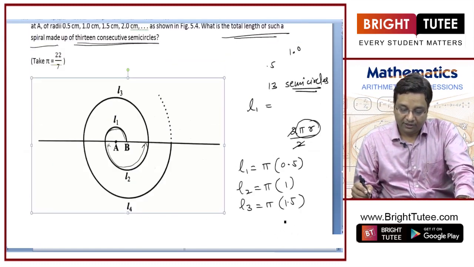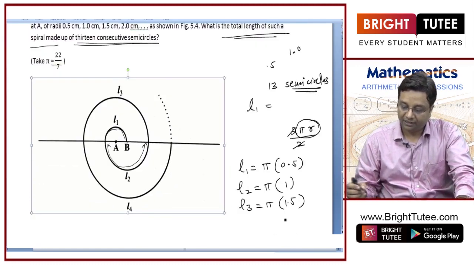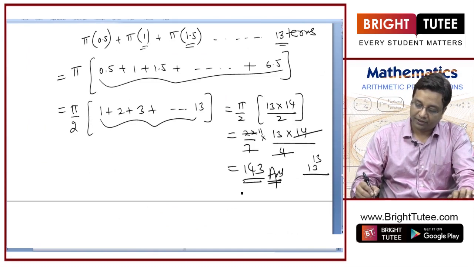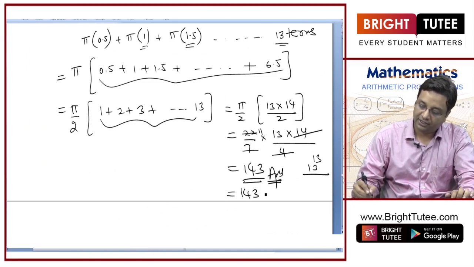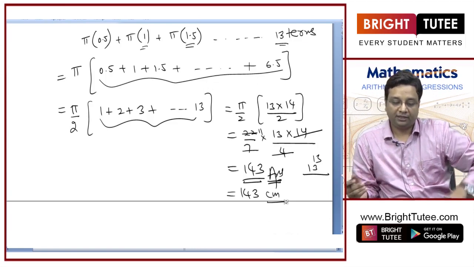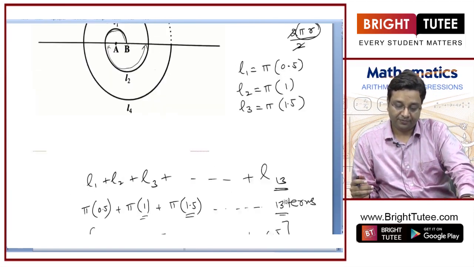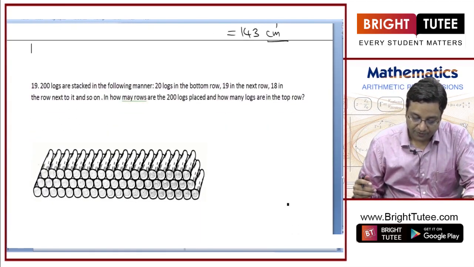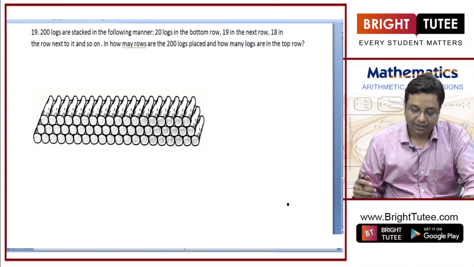What is the unit here? Centimeter. So the answer is 143 centimeter, right? It will be the total length of the spiral. So let's move on to our next question.